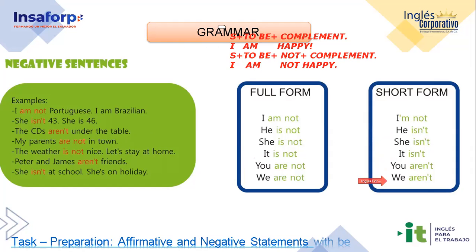Carolina, can you read the first example? Vamos a ver ahí los ejemplos que tenemos aquí. I am not Portuguese. I am Brazilian. The next one, Nelson. I am not Portuguese, I am Brazilian.